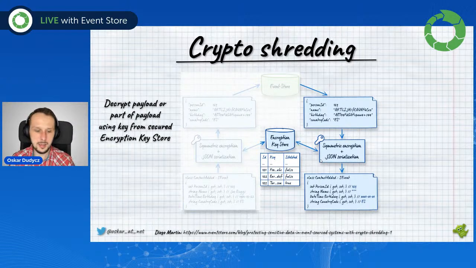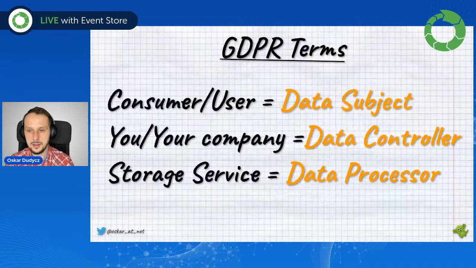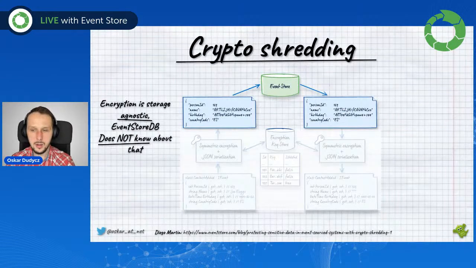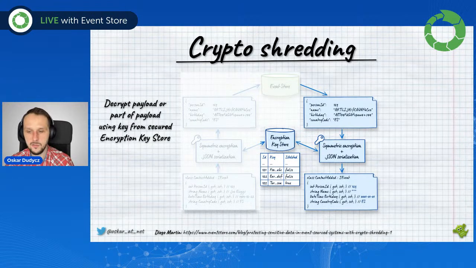So the crypto shredding technique in a nutshell is that each person will get their own certificate. We will use this certificate both for encrypting and decrypting event data. And if someone decides that they would like to have all of their data erased, then we just erase the certificate. After that, if we don't have the certificate, then we cannot technically decrypt that information, and we, as a data controller, won't be able to get those PII information.